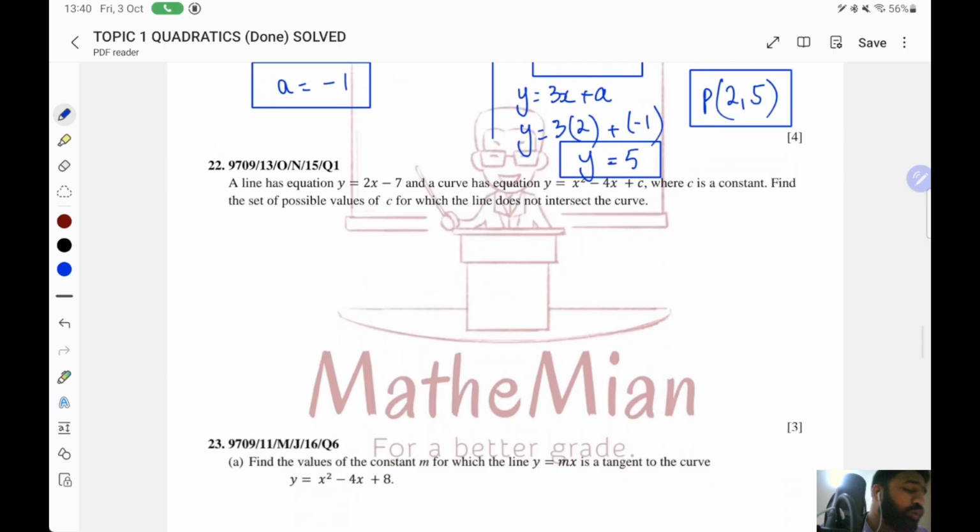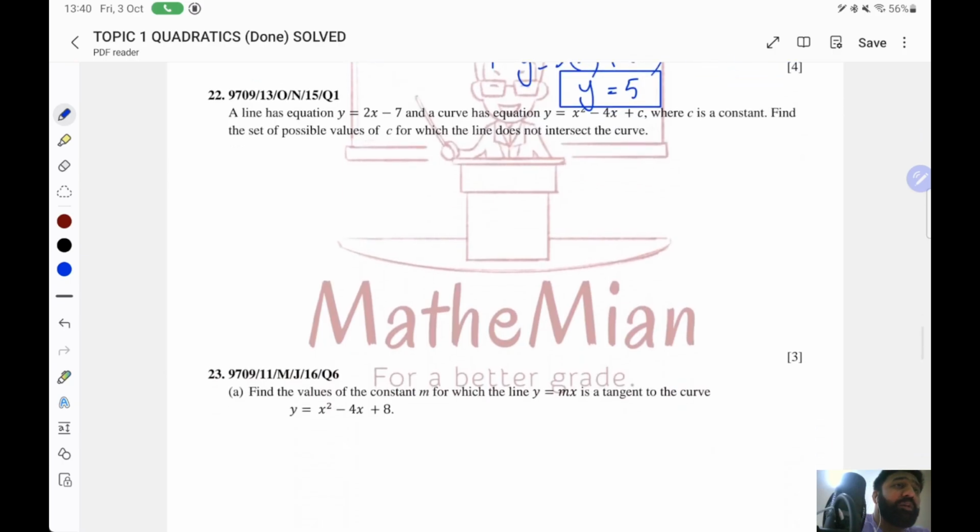Okay, let's move on to question 22, which is from October-November 2015, question number 1, paper 1-3. It says that a line has an equation of this. This is the equation of the line, and a curve of equation this. This is the equation of the curve, where c is a constant. Find the set of values. Remember the instructions of the questions, they make your answer very easy for you. Set of values of c.